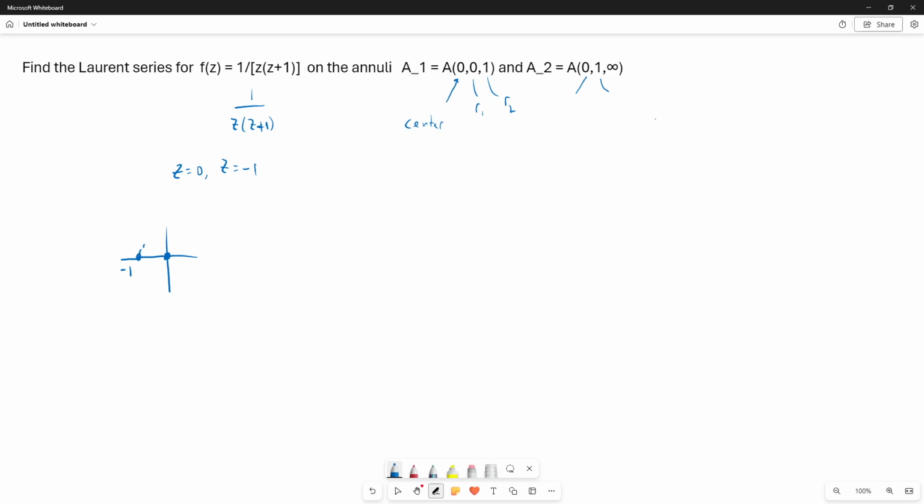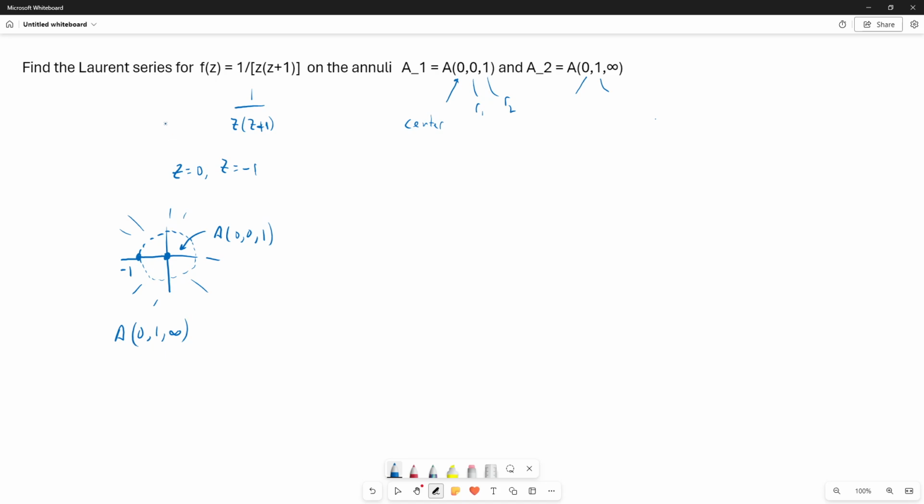So if we make the unit disk, then this function is analytic on the punctured disk, which is the same as the annulus here, centered at 0, inner radius 0, outer radius 1. And the function is also analytic outside of this, which we could think of as another annulus, A2, centered at 0 again, with inner radius 1 and outer radius infinity.